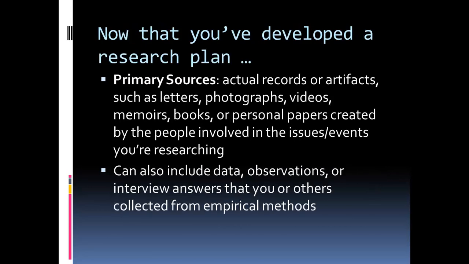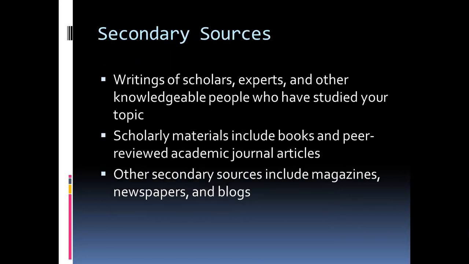So now that you've developed a research plan, what comes next? Well, we're going to want to evaluate the sources that we gather. And sources come in two different forms. First one is a primary source. These are actual records or artifacts, such as letters, photographs, videos, memoirs, books, or personal papers created by the people involved in the issues and/or events that you're researching. These can also include data, observations, or interview answers that you or others have collected from empirical methods.